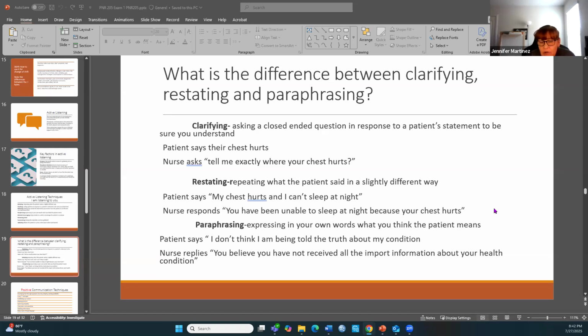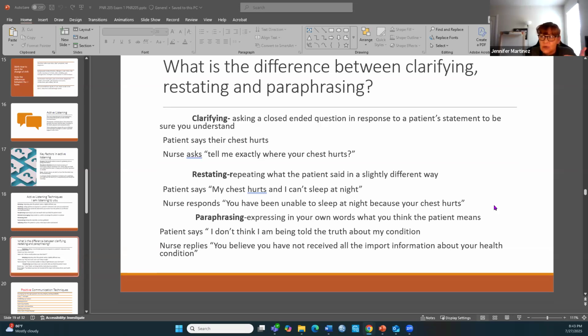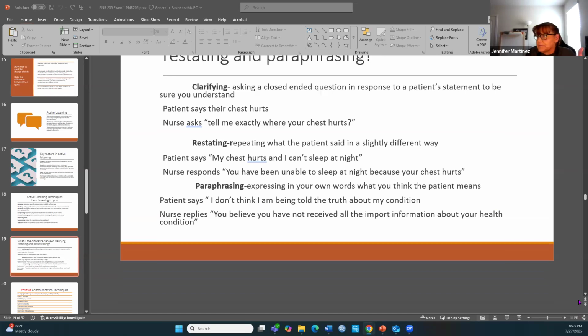They're all very similar. But basically what this is telling our patients is that we're listening to them, right? We're hearing what they're saying. And that's really the purpose of it. However you do it, whether you clarify, whether you paraphrase, whether you restate, it's all showing that we are listening to our patients.